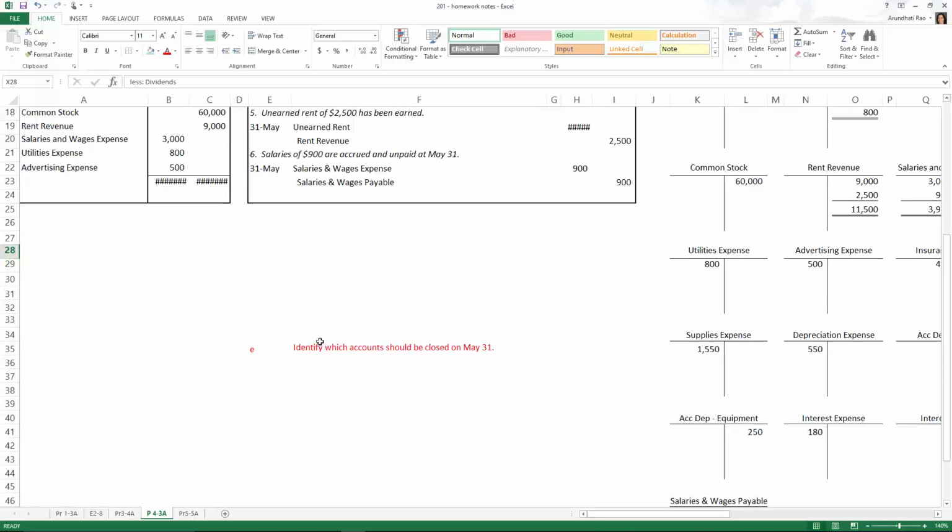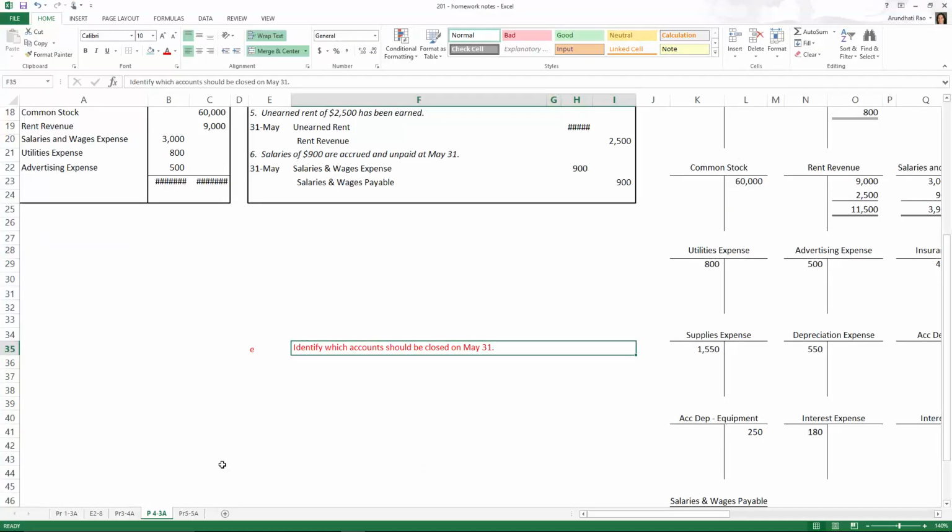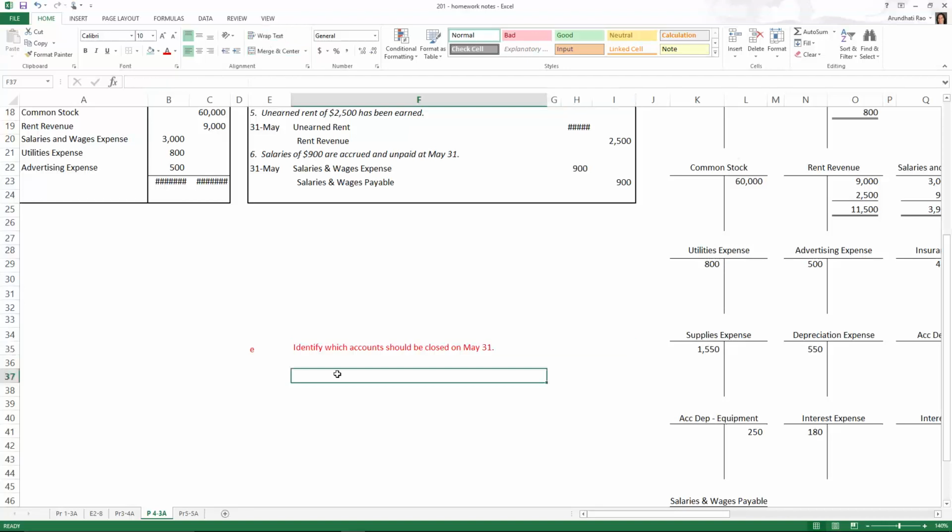Okay, so the last part of the problem asks, identify which accounts should be closed on May 31st. The answer is all your revenue accounts and all your expense accounts. In this problem, we didn't have dividends, therefore we are not going to talk about it. But if you did have dividends, that also needs to be closed. Those accounts are called temporary or nominal accounts, and these are all closed at the end of the period.